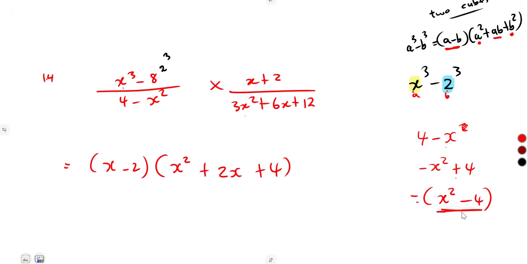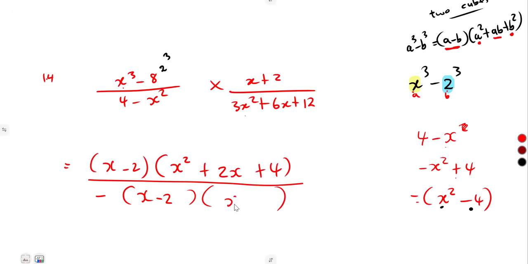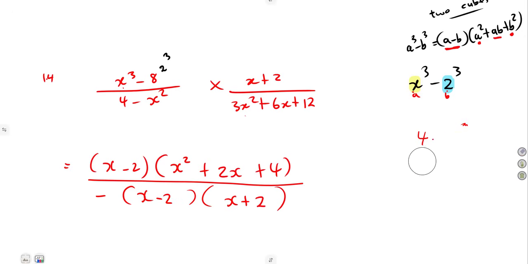So this here can be factorized. Remember, that's a difference of two squares, but having our negative. Square root of x squared, that's x. Square root of 4, that's 2. One subtracts, another one adds, the difference of two squares concept. Times x plus 2. There's nothing that we can do here. It's already in simplest form.